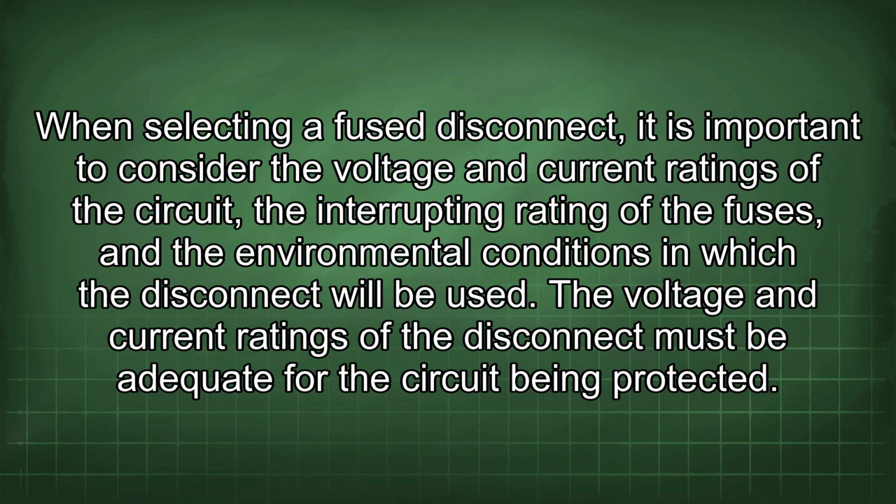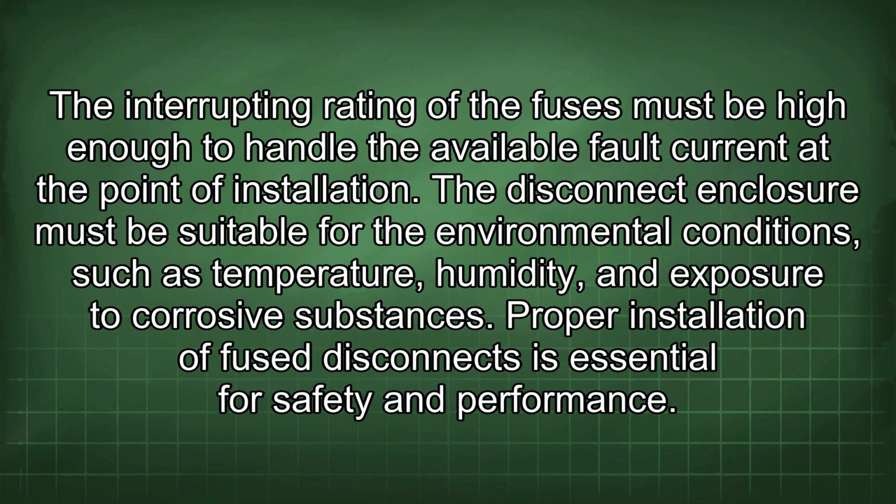When selecting a fuse disconnect, it is important to consider the voltage and current ratings of the circuit, the interrupting rating of the fuses, and the environmental conditions in which the disconnect will be used. The voltage and current ratings of the disconnect must be adequate for the circuit being protected. The interrupting rating of the fuses must be high enough to handle the available fault current at the point of installation. The disconnect enclosure must be suitable for the environmental conditions such as temperature, humidity, and exposure to corrosive substances.